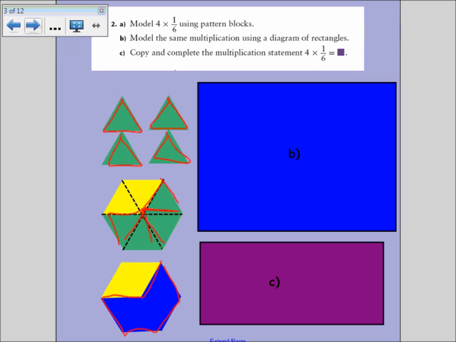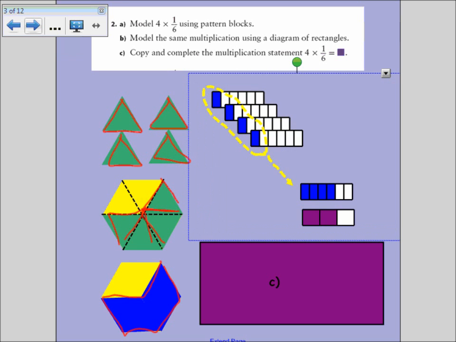Now model the same multiplication using the diagram of the rectangles. We've got 1/6, 1 out of 1, 2, 3, 4, 5, and 6. And we add that up. 1 plus 1 plus 1 plus 1 equals 4 out of 6. And when we put this in lowest terms, it equals 2/3.